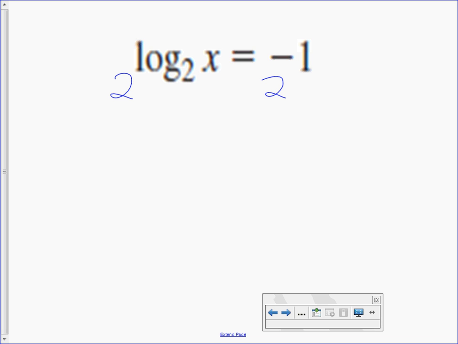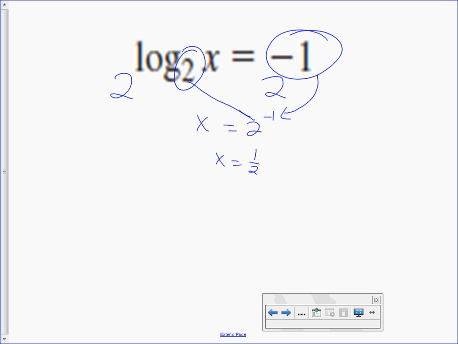So I know now that 2 to the log base 2 of x is x equals 2 to the -1, so x is 1. Yeah, it's 2 to the -1. Remember, this value here becomes the exponent here. All right? This base here becomes the new base there. Okay?